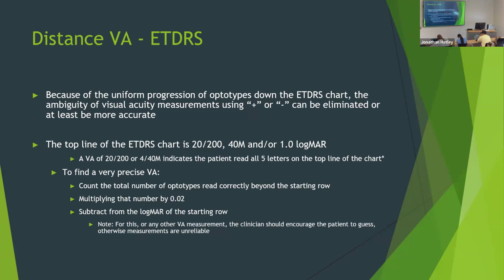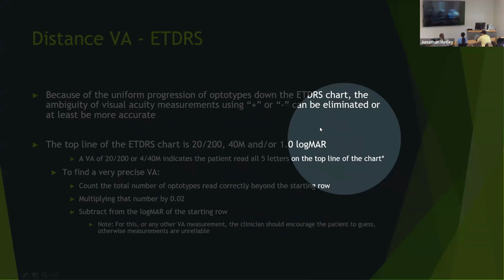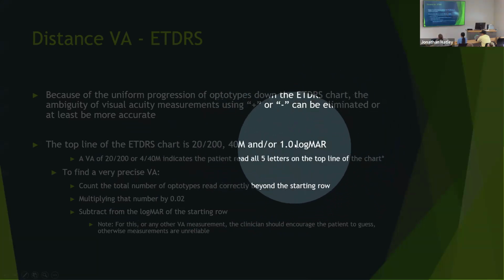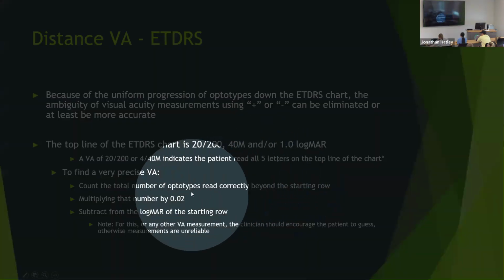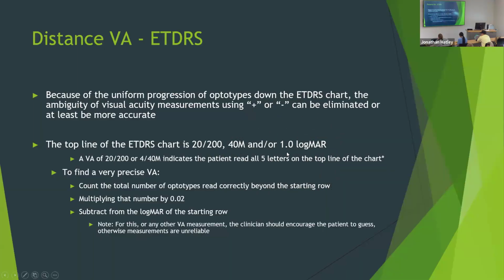So as we work our way down the chart, we're decreasing that 1.0 logMAR from the first line by 0.02 for each letter that they get correct. We count up the number of letters that the patient gets correctly, and as long as they got all the letters right on the top line, a 1.0 logMAR in this case, then we just multiply that final number by 0.02 and subtract it from 1.0.